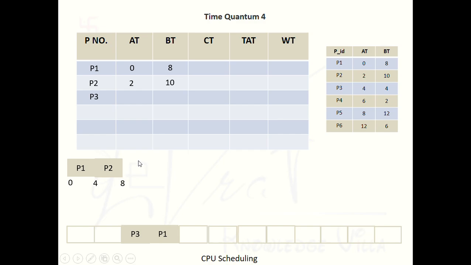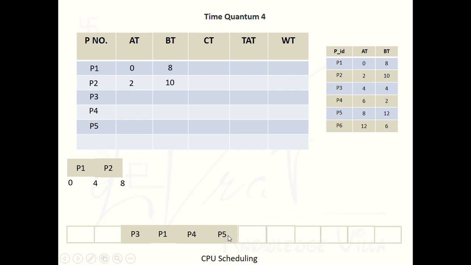But before putting P2 into the waiting queue, we will check up to time unit 8 whether any other processes arrived or not. Yes, up to time unit 8, processes P4 and P5 arrived, at time units 6 and 8. Done. So we will put P4 and P5 into the waiting queue.